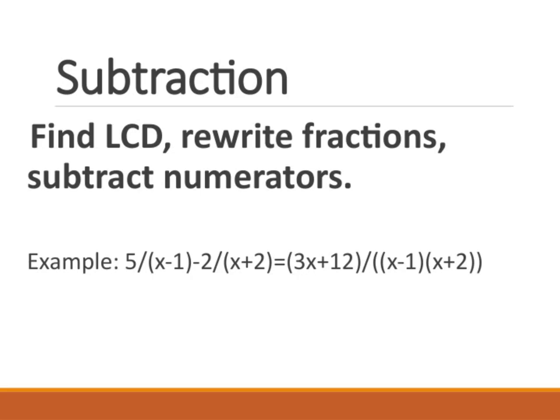To subtract these fractions, we first find the least common denominator, in this case, the product of the two binomials. Then, we rewrite each fraction with that common denominator, adjusting the numerators accordingly. Finally, we subtract the numerators and simplify if needed. This method keeps everything aligned and makes the subtraction straightforward.